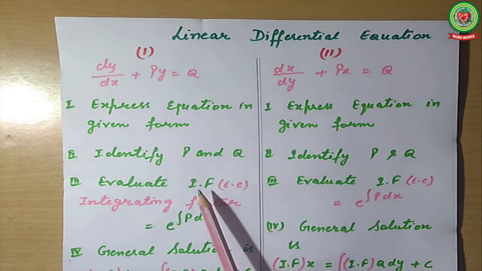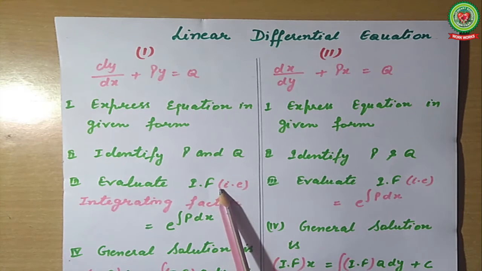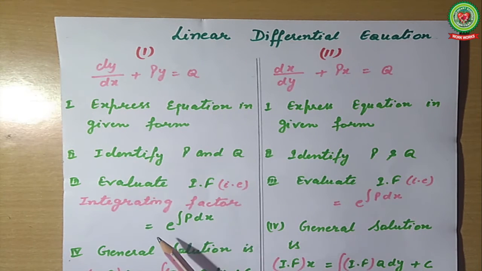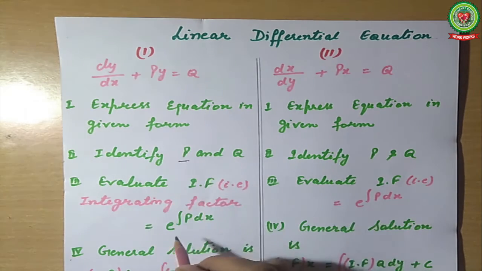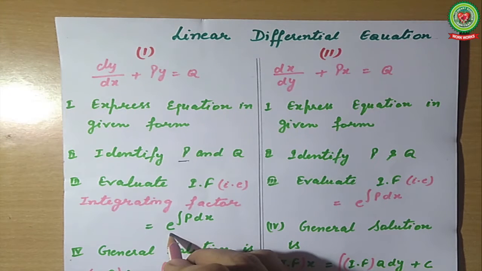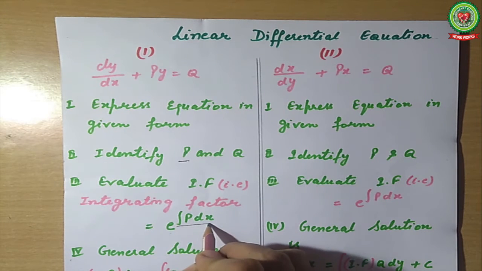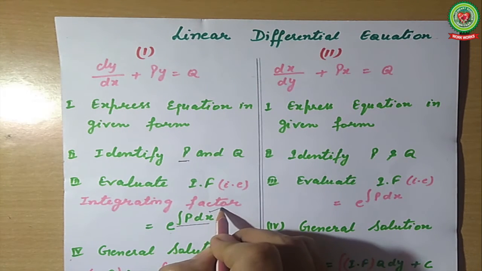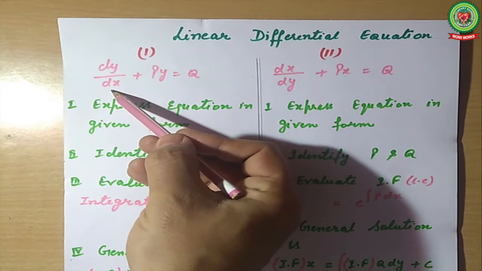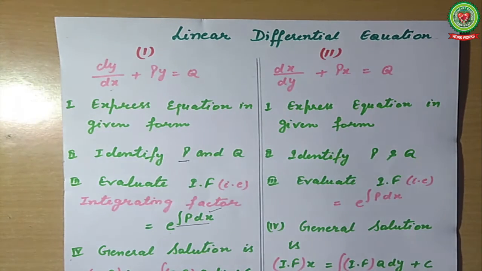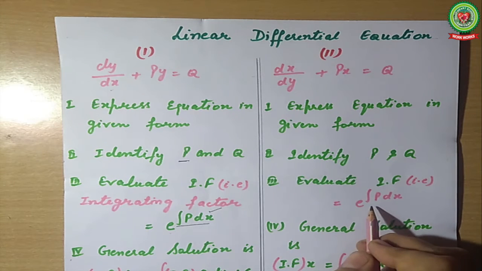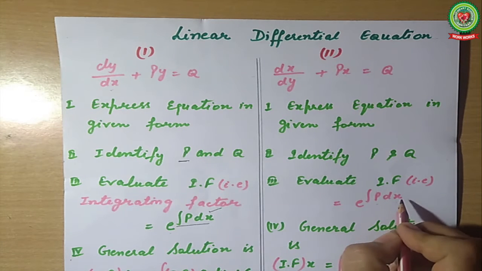Then we will find out the integrating factor. Integrating factor means e raised to the power integral of p dx. Whatever value of p we found in the second step, we will find e raised to the power integral of p with respect to x, when the equation is with respect to x. The same case applies here, where we find it with respect to y.